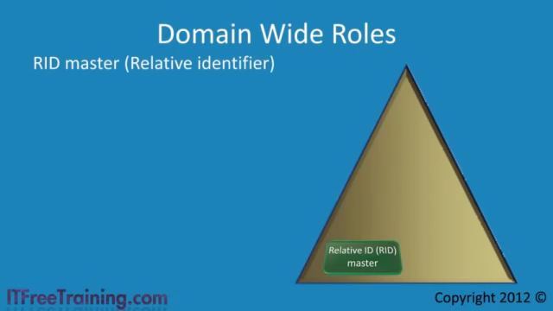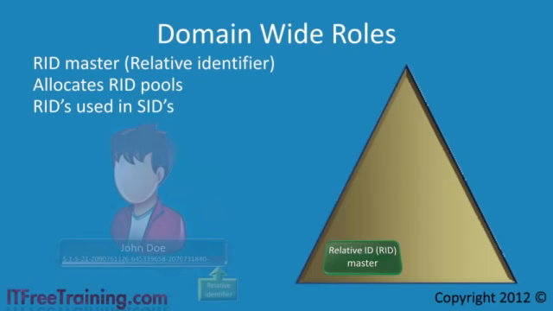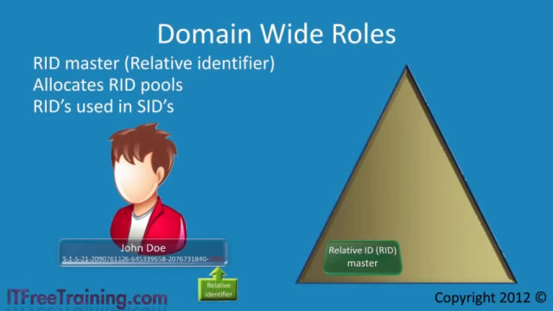The RID master, RID standing for Relative Identifiers, is responsible for allocating RID pools. These RID pools are essentially a lot of sequential numbers used in SIDs. Every object in Active Directory has a SID, or Security Identifier, associated with it. This SID is basically a unique number which Active Directory uses to identify the object. Every user account will have a SID, and also a username associated with it.